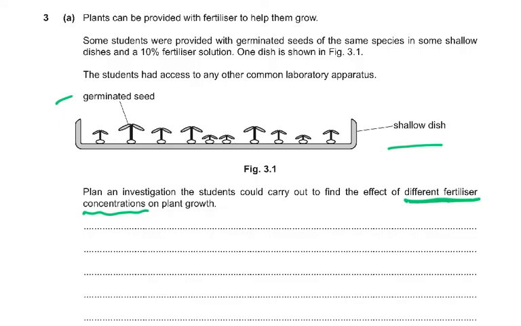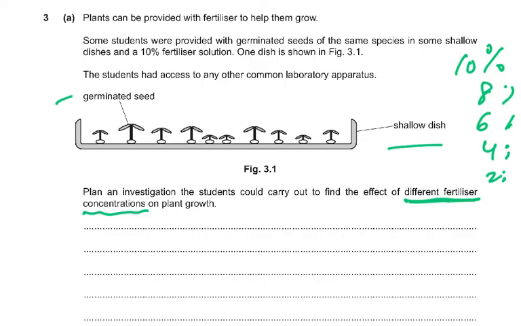So we gave them the seeds and we're saying they have access to common laboratory equipment to find the effect of different concentrations. Does it affect it having a 1% solution? You have a 10%, so you can't make 11% out of it. So you would make 8, 6, 4, 2%. You would make 5 different concentrations and add the same volume of it to the seeds. And then you'd leave it for about 6, 7 days.